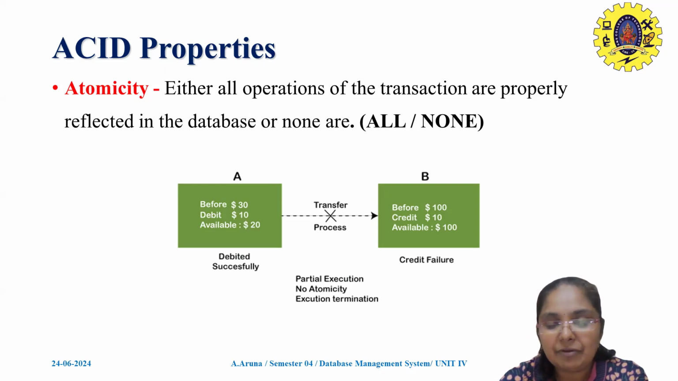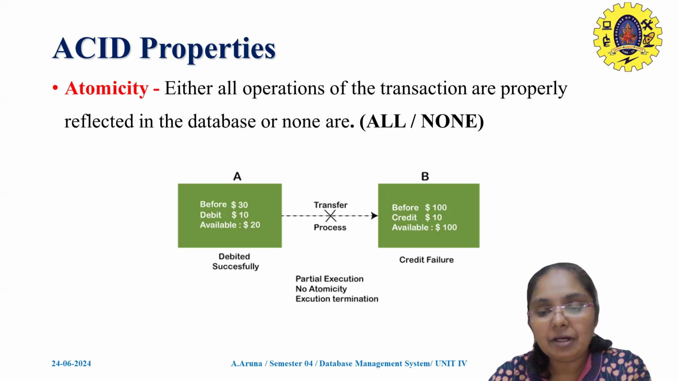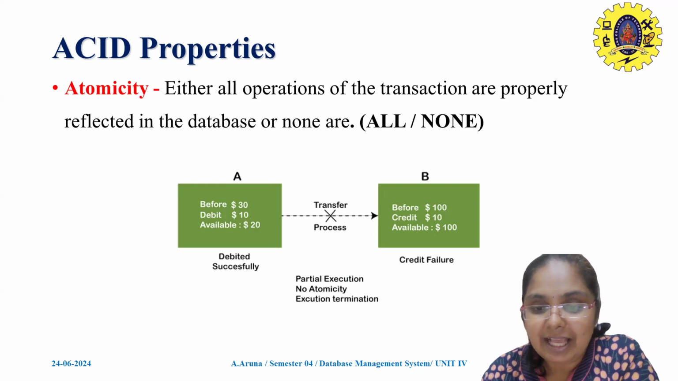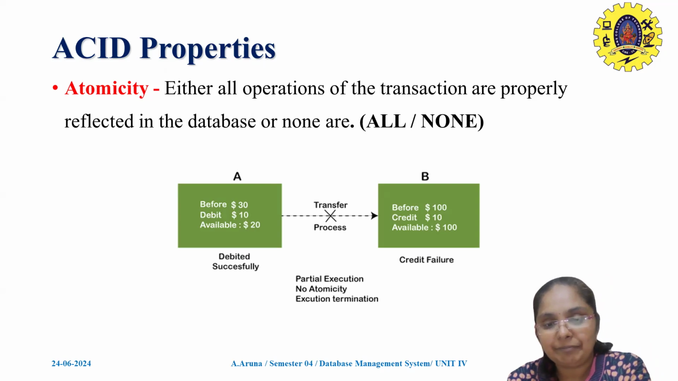Similarly, for example, here I gave you 2 accounts. One is A, another one is B. Before debiting an account, in A account it has 30 rupees. After debiting, it is 10, and the available balance is 20. Here in my account, A account, your amount is debited successfully. But intermediately, while going for a partial execution, your execution can be terminated. In this case, there is a credit failure.